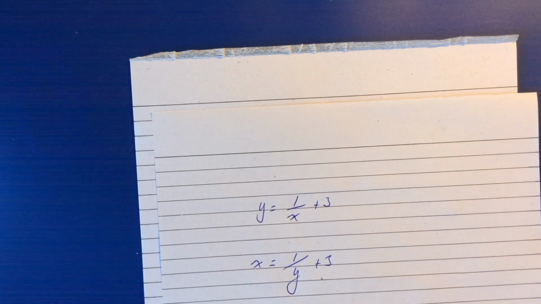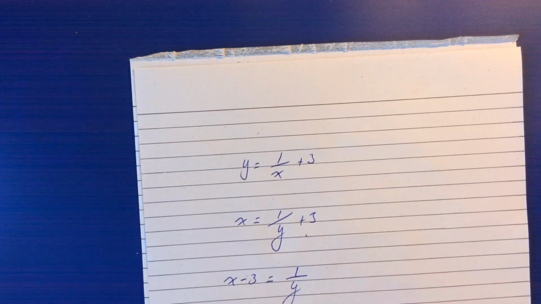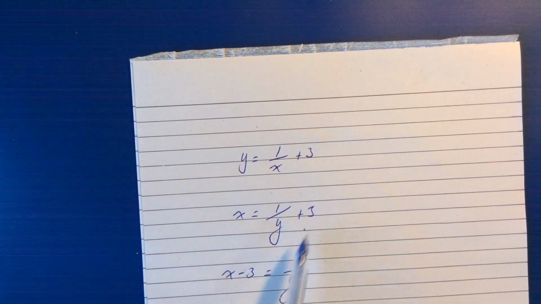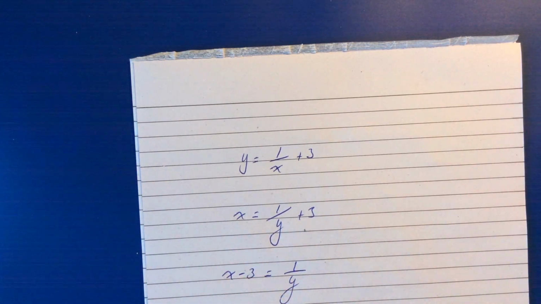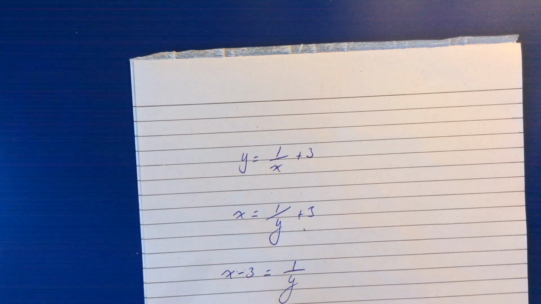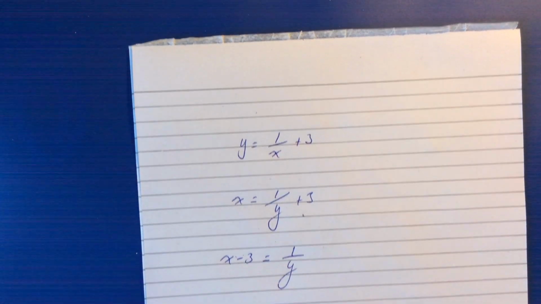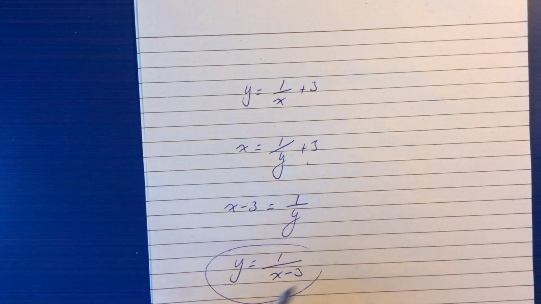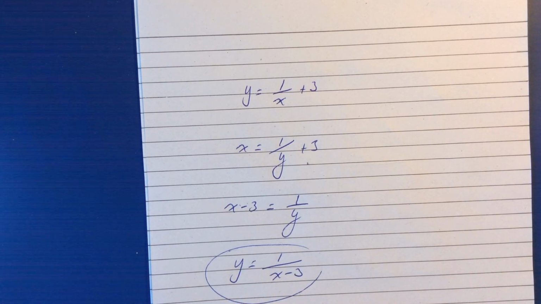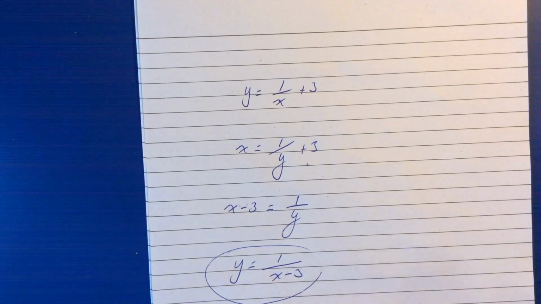So a tiny bit of work to go on there. This is the next step. We just move the 3 over to here: x minus 3 equals 1 over y. And then we can swap the position of these two, and what we get is this as our inverse: y equals 1 over x minus 3. Okay, so that's our inverse.